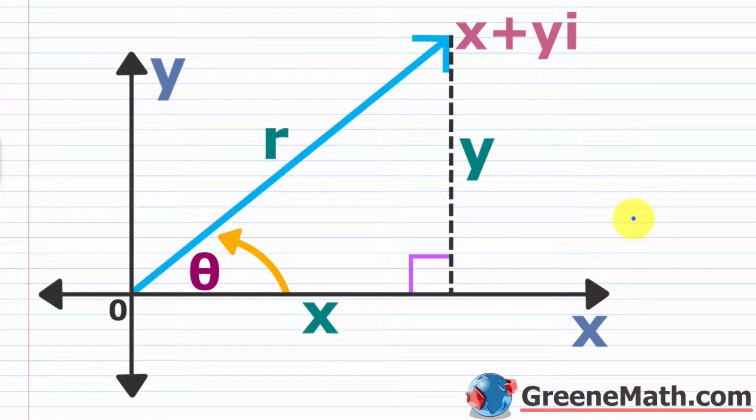All right, so what we want to do now is move into writing a complex number in what's called the trigonometric form, also known as the polar form, okay?